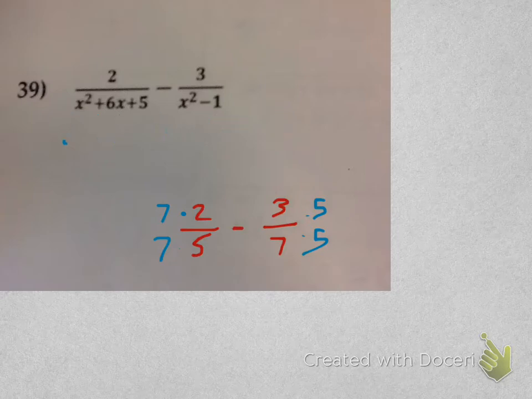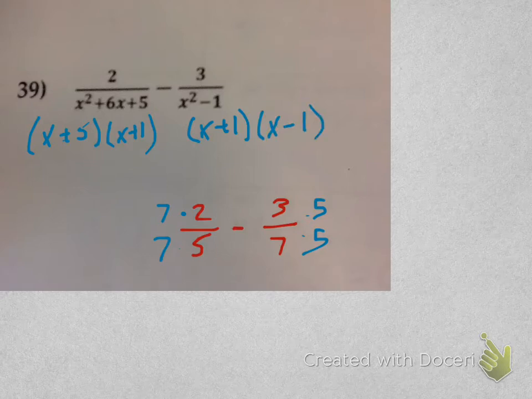Let me make these a little bit bigger so it's easier to do. This first one right here is going to be x plus 5, x plus 1. And this one right here is going to be x plus 1, x minus 1. What you'll notice is they both have the same factor of x plus 1, which means we don't need to multiply the top by that extra factor.